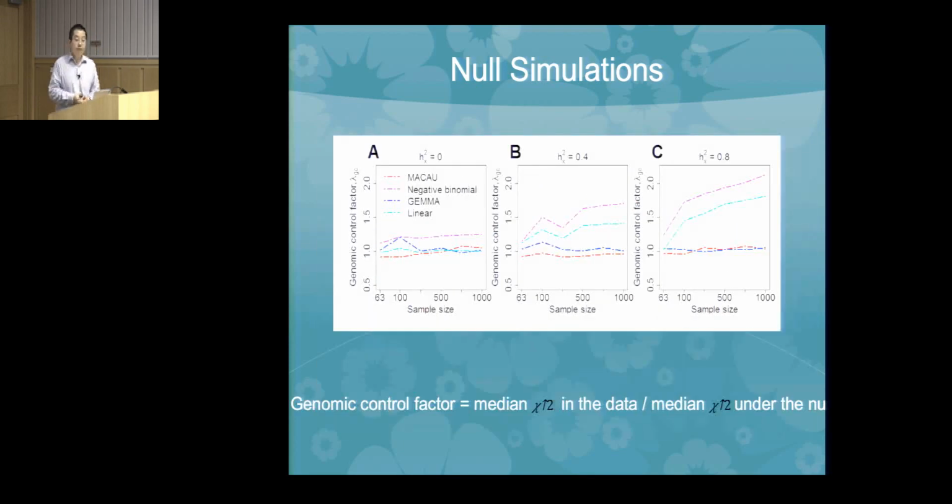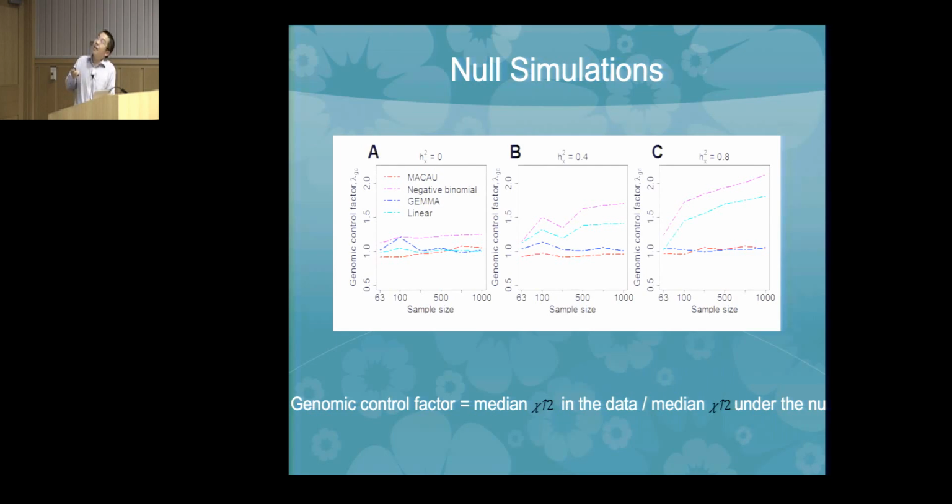And this inflation of p-values turns out to depend on the sample size. If you have a small sample size, it's usually hard to see this inflation of p-values. But if you have a relatively large sample size, then you're going to see a much more obvious inflation. To see that, we did null simulations again, but now varying the sample size on the x-axis. We simulated from a small study, say 60-some individuals, up to a relatively large study with 1,000 individuals. And we plot their genomic control factor on the y-axis.